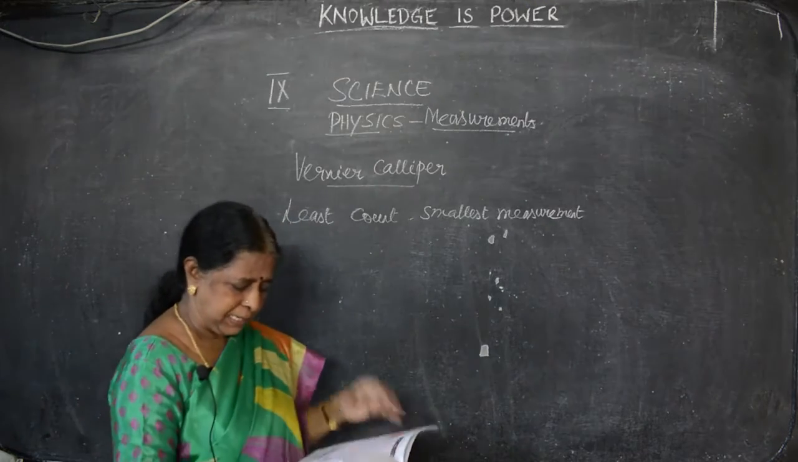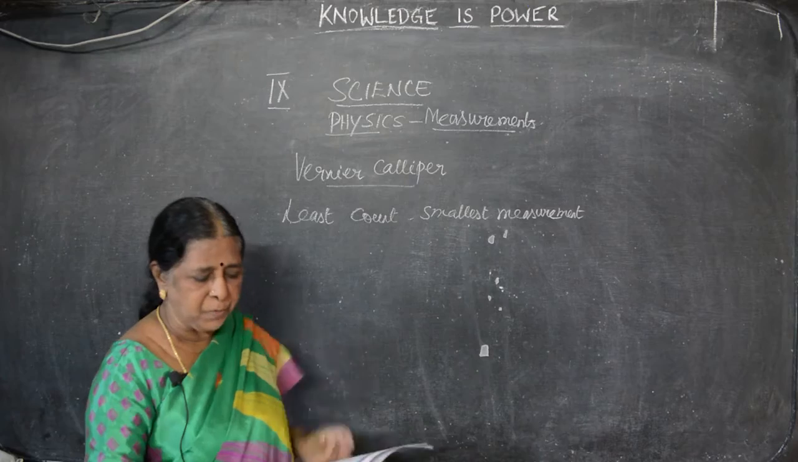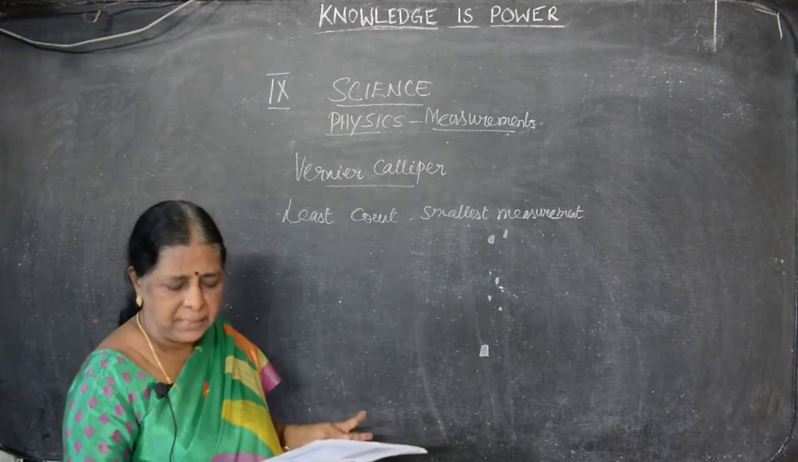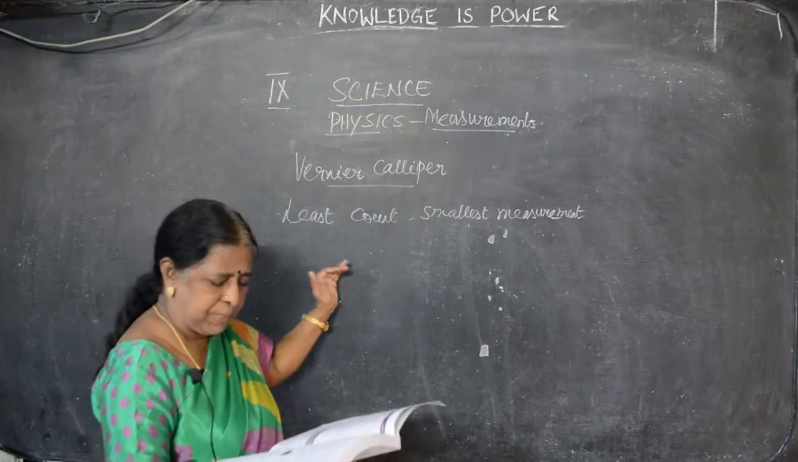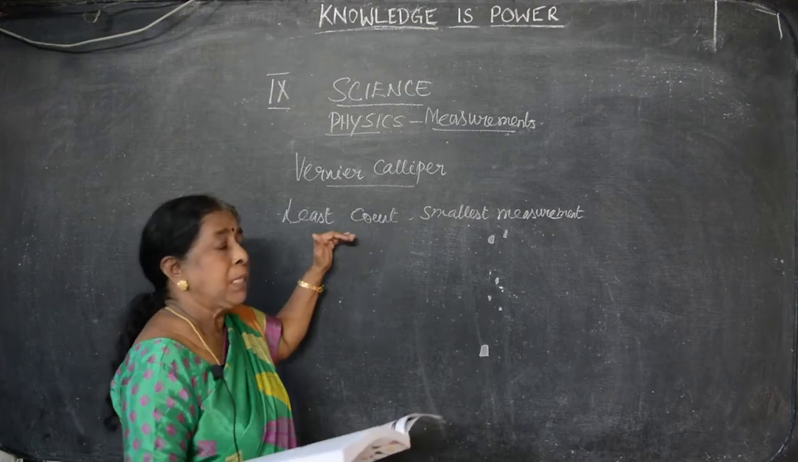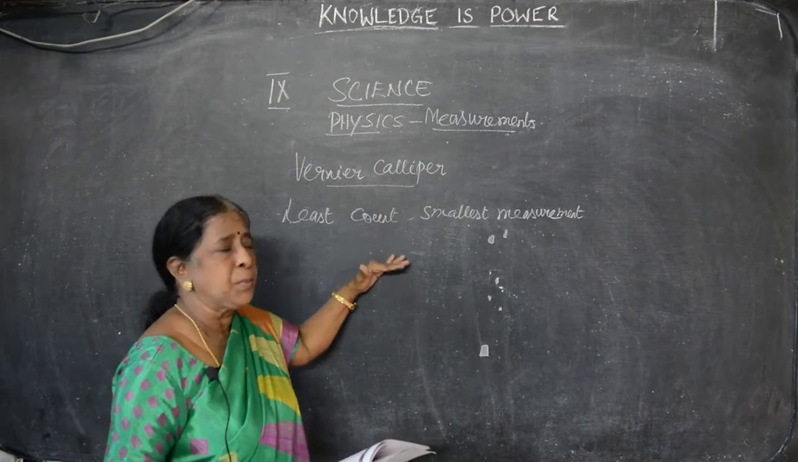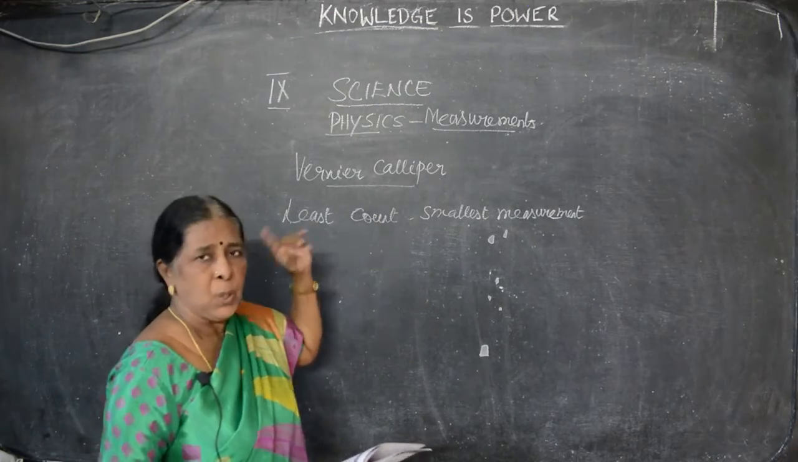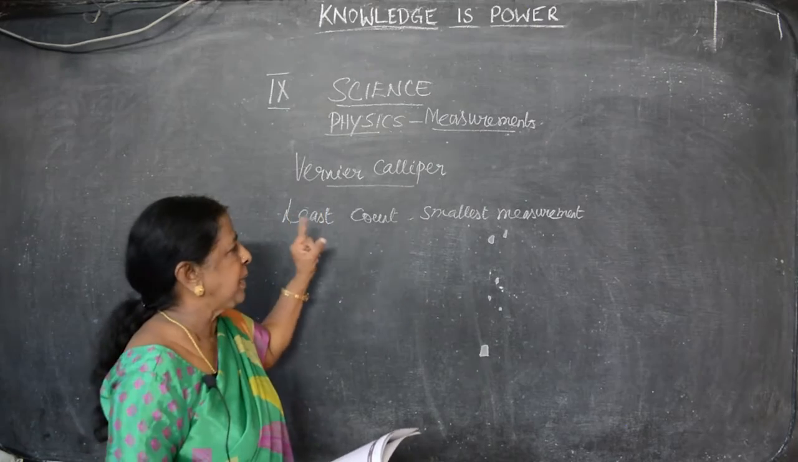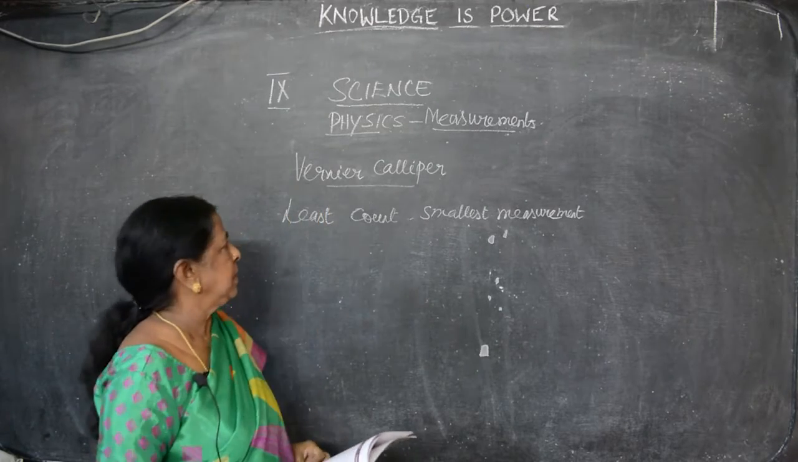See the definition and underline the words. It is on page number 5 in the second paragraph. The smallest length which can be measured by a meter scale is called least count. Here, what is the instrument? Meter scale is the instrument. For the meter scale, what is the smallest measurement? 1 centimeter or 1 millimeter. That is the least count.